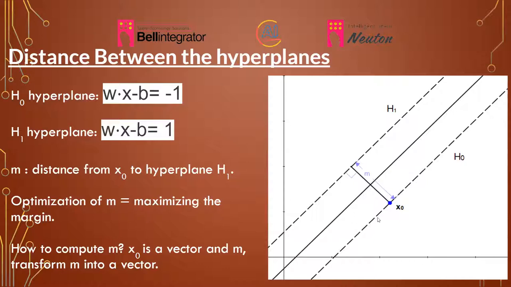And m is now the perpendicular distance from x0 to hyperplane h1, which basically means that this is the distance between the two hyperplanes. And optimization of the parameter m is the same as maximizing the margin. Now, one might think that if I add m to x0, I will arrive on the plane h1. Is this correct? If I add the margin m to x0, will I land on the plane h1?